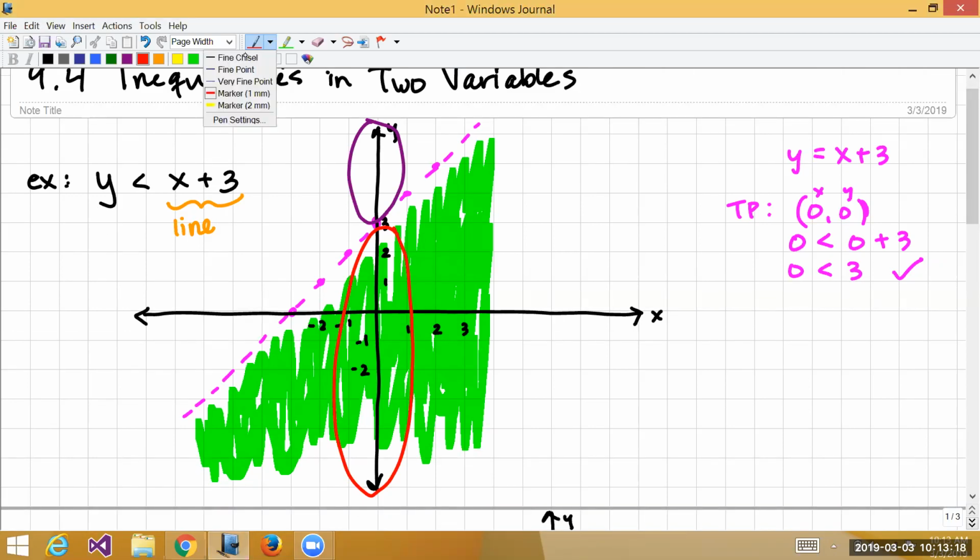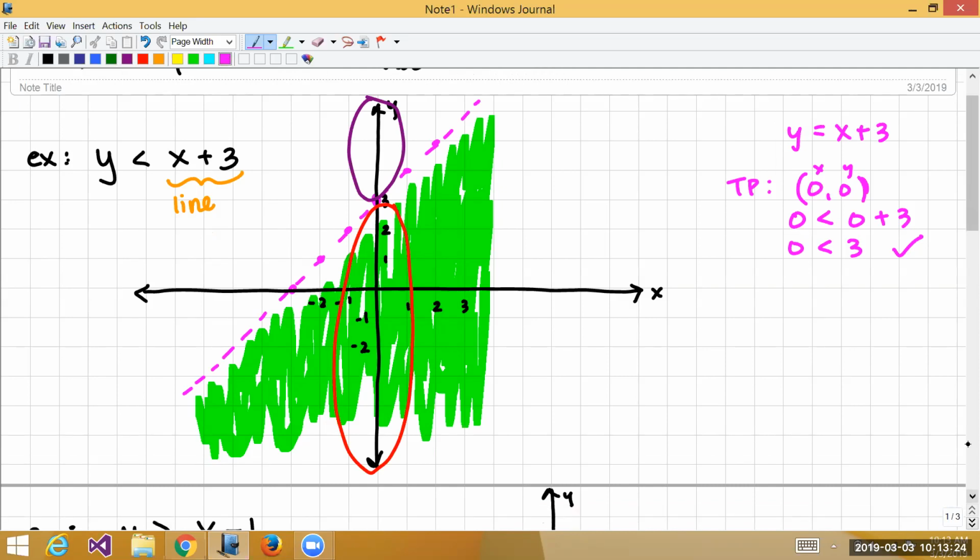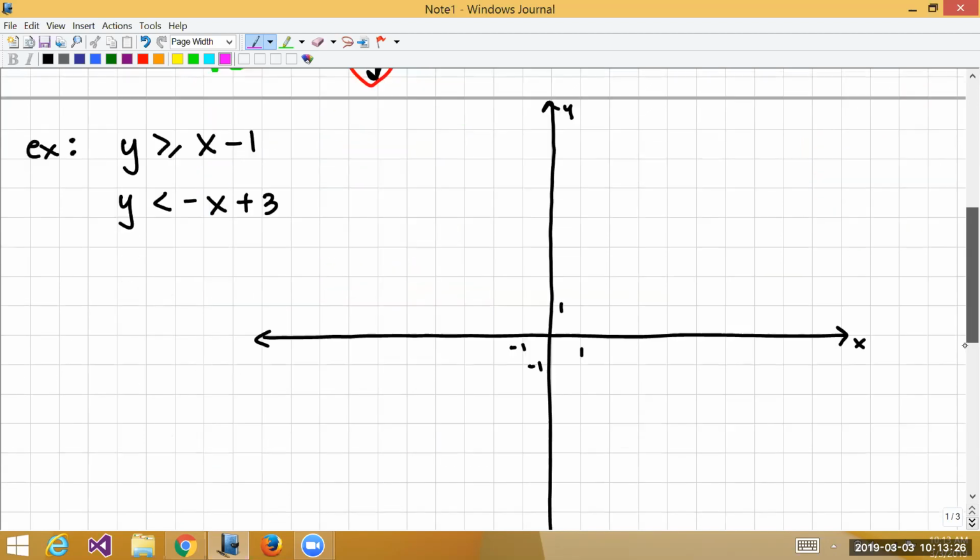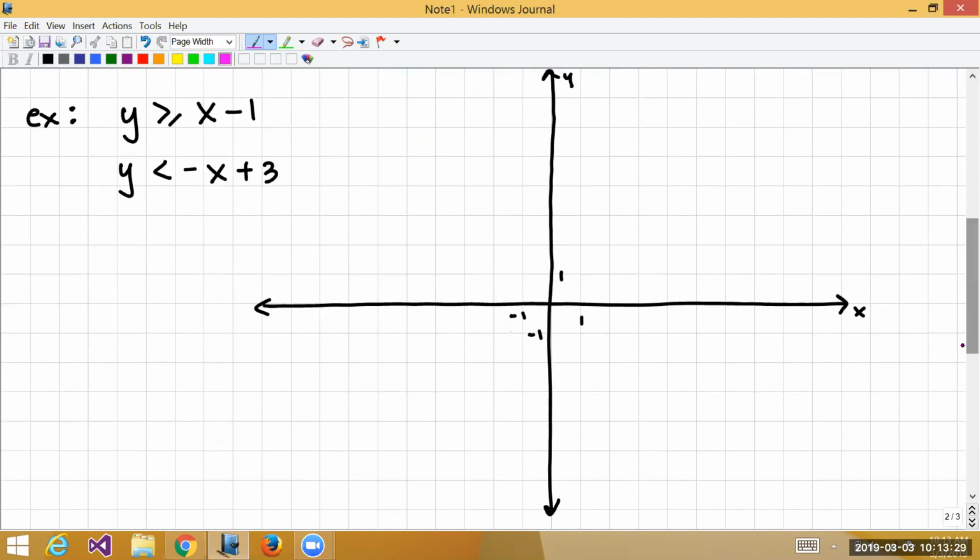Let's try another example. Now we have a system. So we'll do the same thing. We'll go ahead and graph each one on the same set of axes, and we will go ahead and shade each one. Now we are looking for the overlap.